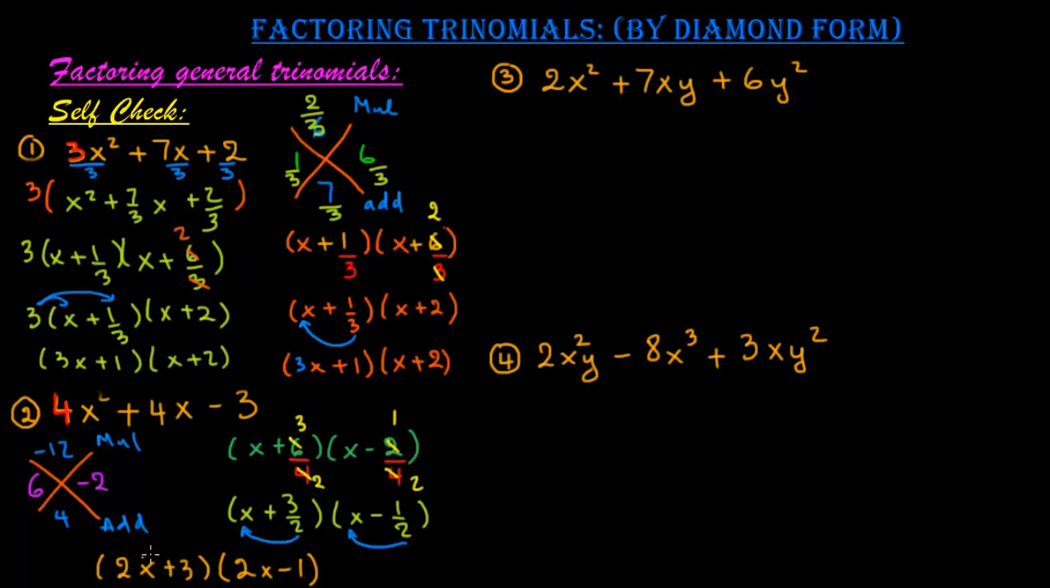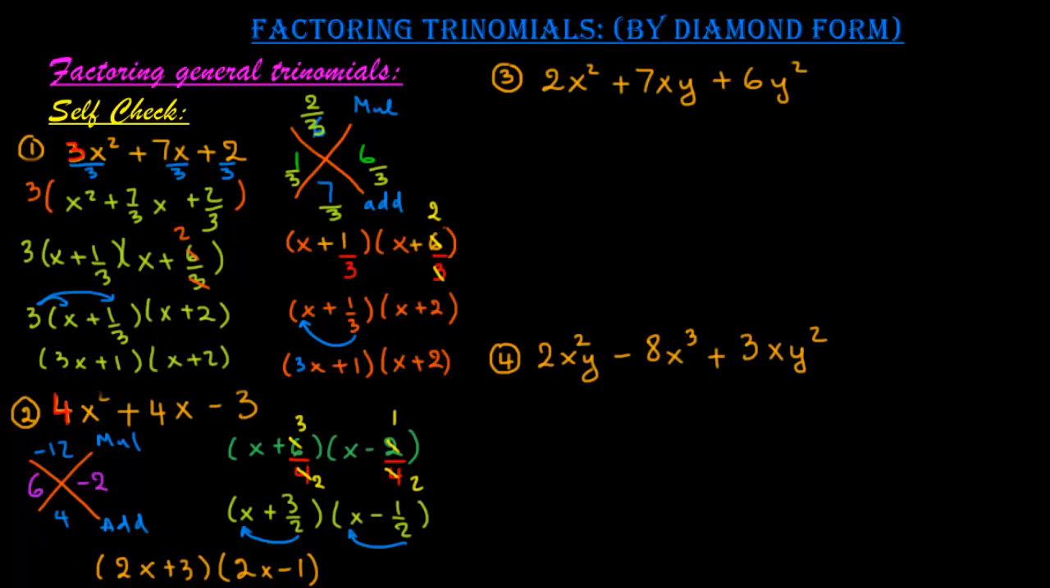Okay, let's double check this one. 2x times 2x gives me 4x squared, and 3 times -1 gives me -3, which means we're on the right track. 2x times -1 is -2x, and 3 times 2x is positive 6x, so they add up to positive 4x. So this is the correct answer.